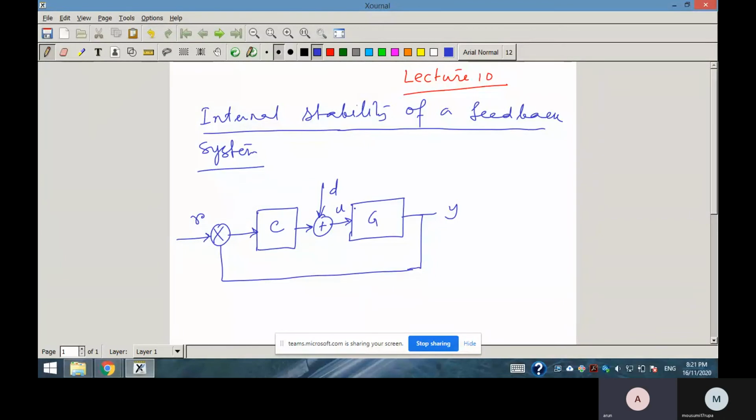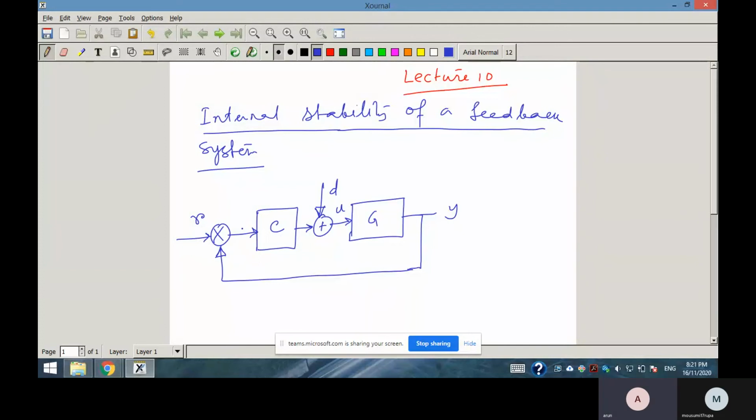So now you can see in this feedback system, wherever an exogenous signal can enter, I have indicated. An exogenous signal can enter in between the plant, in between C and G, and in between G and C.